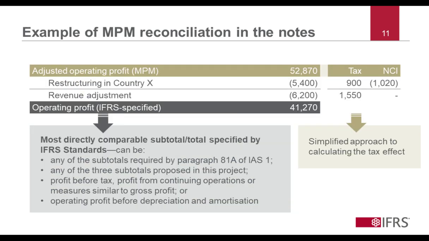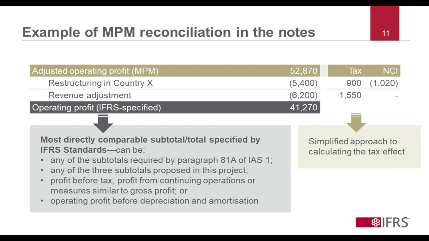Sure. If we move to the next slide, we have an example here of an entity that has one management performance measure, and that's adjusted operating profit. The adjusted operating profit is calculated here based on the operating profit as defined in the exposure draft, and then adjusted for two items. So that's restructuring expenses and a revenue adjustment. So this entity shows the reconciliation to operating profit being the closest measure. And as we can see on the right, the entity provides a table to show the effects of the tax and the non-controlling interest for each adjusting item.